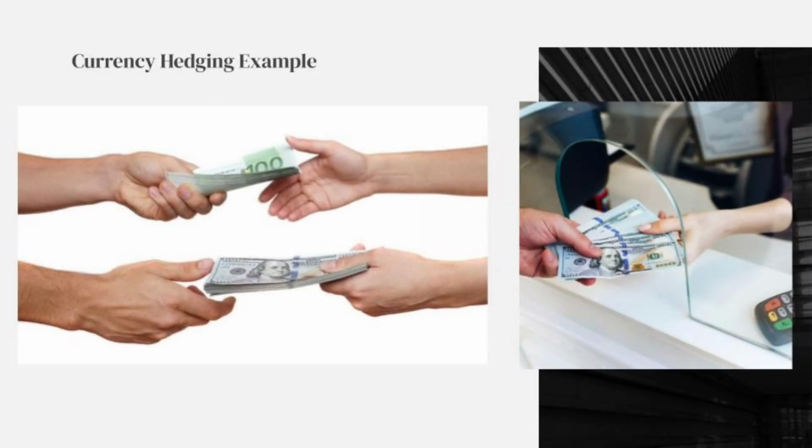A real-world example for currency hedging would be a Malaysian company that needs to exchange ringgit into US dollars may lock in the MYR to USD rate using a forward contract. This protects the company from having to pay more if the US dollar strengthens in the future.